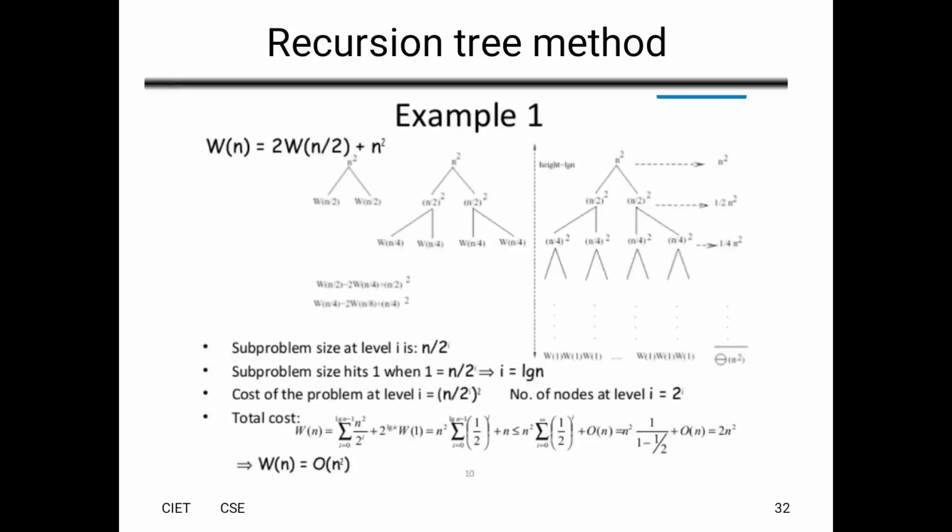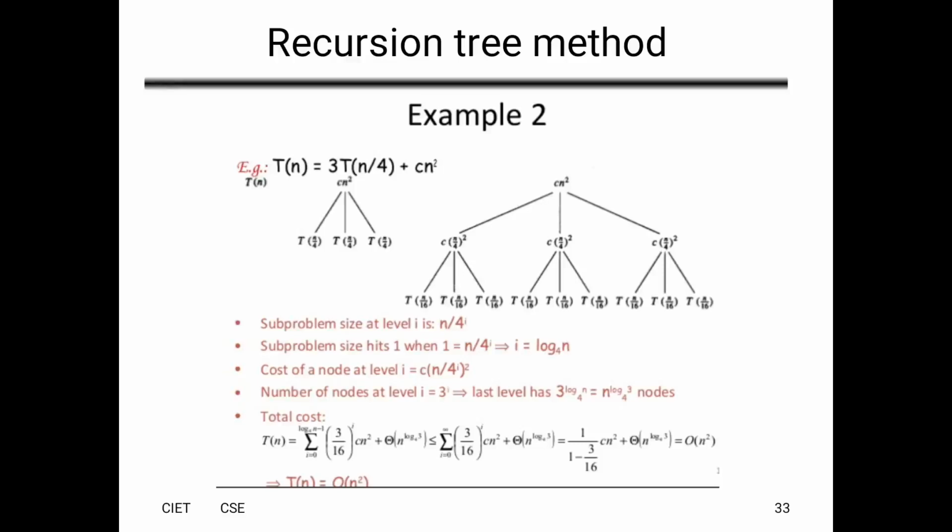At each level the cost changes. So in the first level it is n², in the second level 1/2 n², and in the third level 1/4 n². Okay, so the complexity of the recurrence tree method is W(n) = O(n²). So this is another example for the recursion tree method.